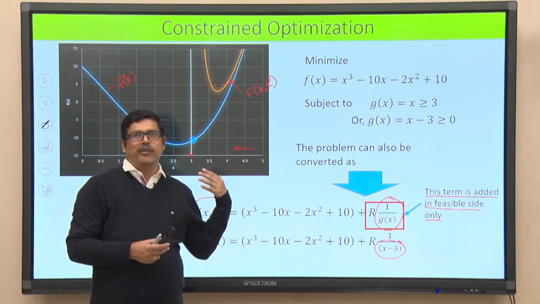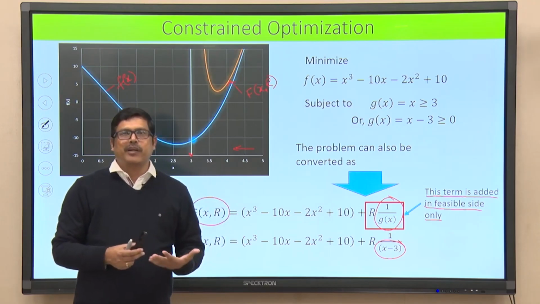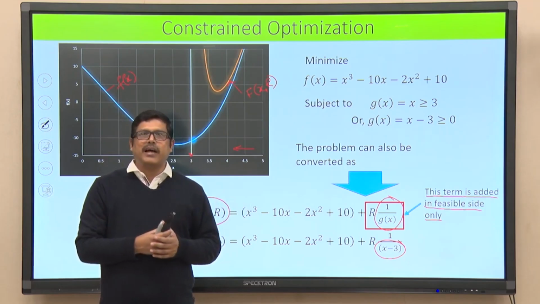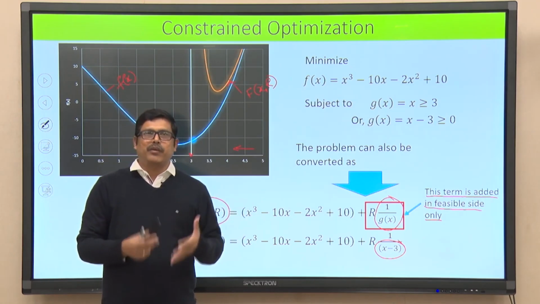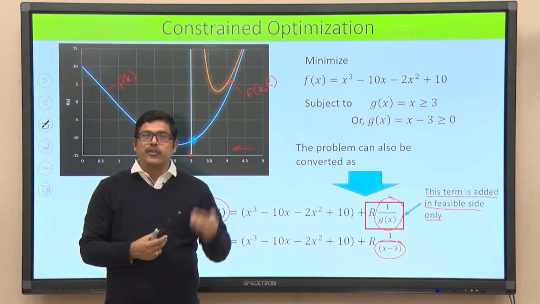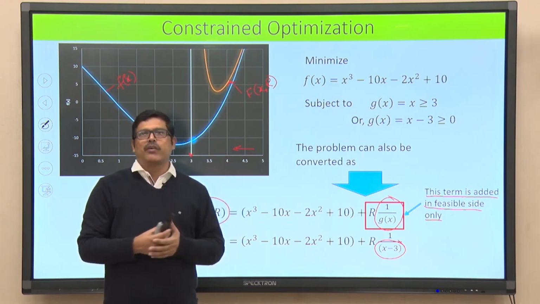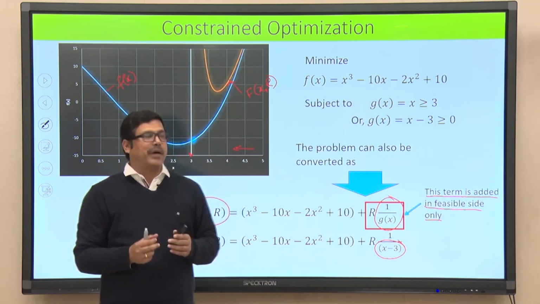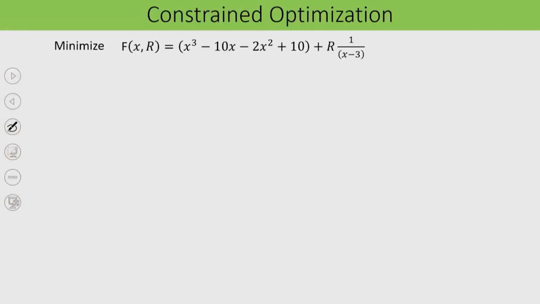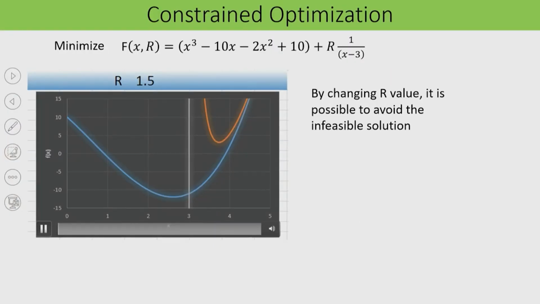So, the earlier method whatever we have discussed, that is an exterior penalty method. We have penalized the solution on the infeasible side, and in this case we have penalized the solution in the feasible side. So, therefore, this is interior penalty method and the earlier one was exterior penalty method. So, now let us see what is the effect of r here in this case.